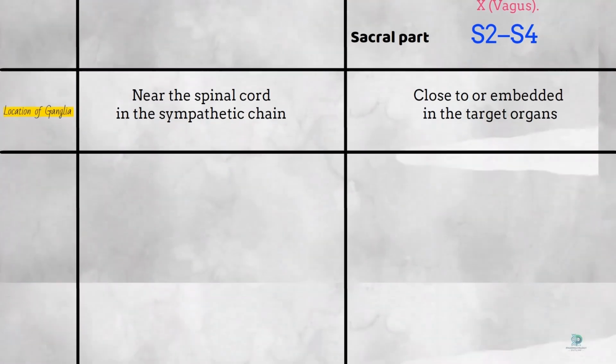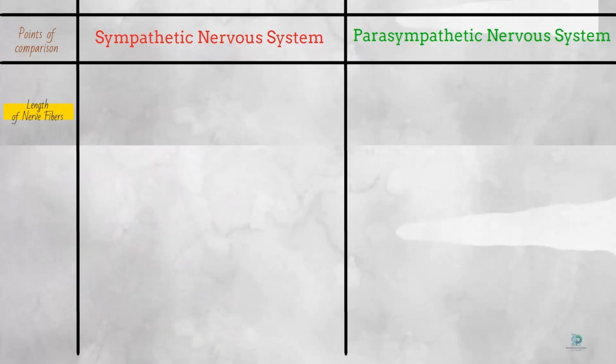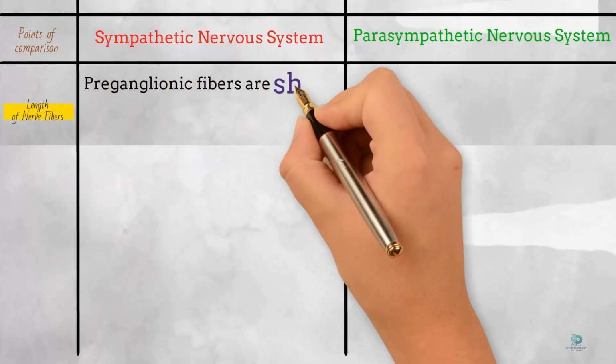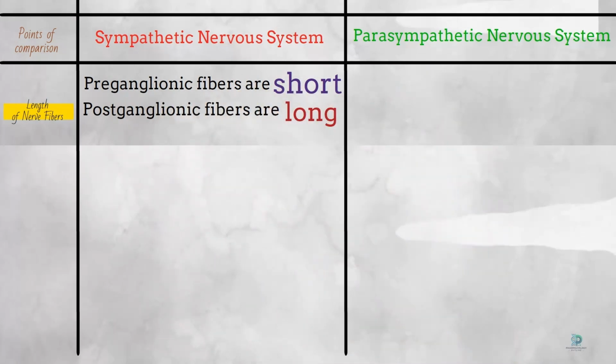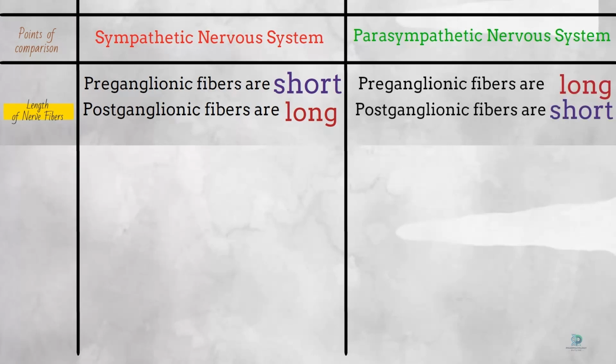3. Length of nerve fibers. Sympathetic nervous system: preganglionic fibers are relatively short, while postganglionic fibers are long as they need to reach target organs, whereas the parasympathetic nervous system has the opposite arrangement.